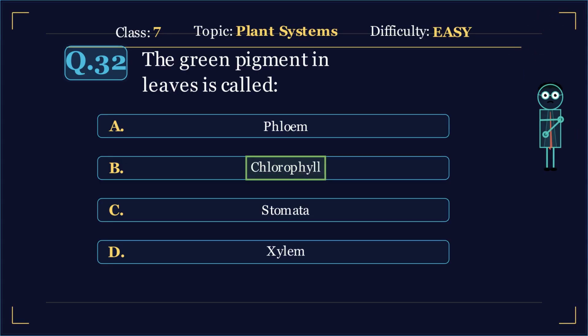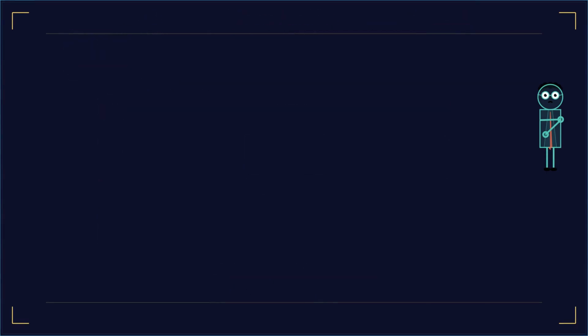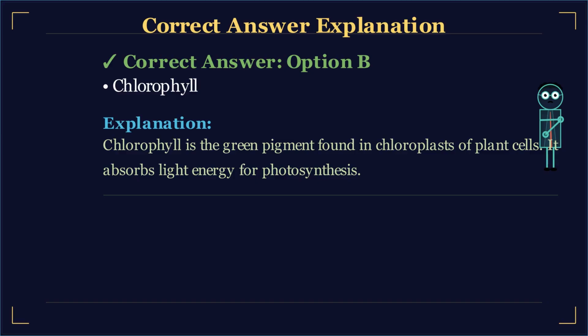The correct answer is option B. Here's the explanation for the correct answer. Chlorophyll is the green pigment found in chloroplasts of plant cells. It absorbs light energy for photosynthesis.